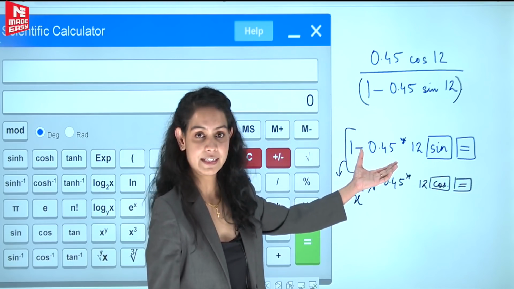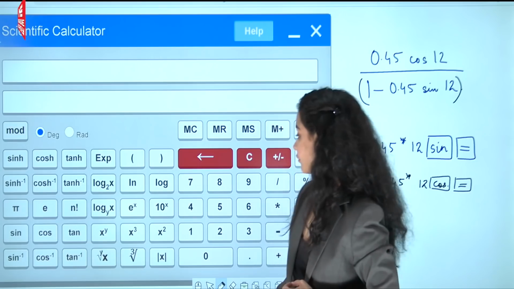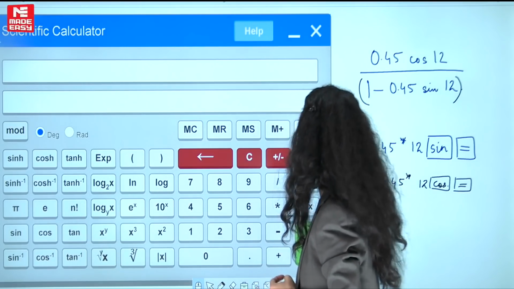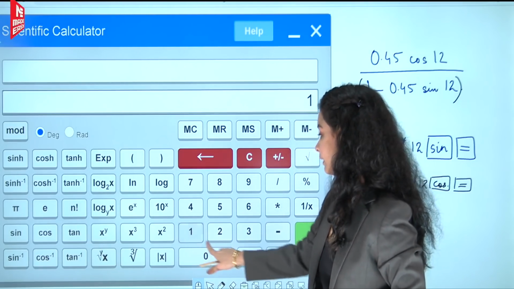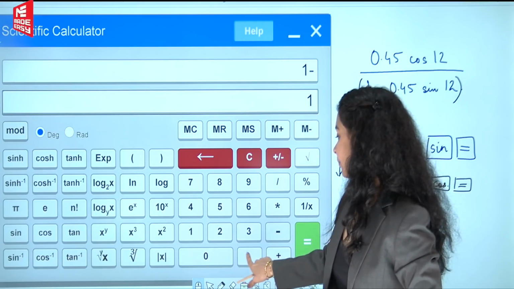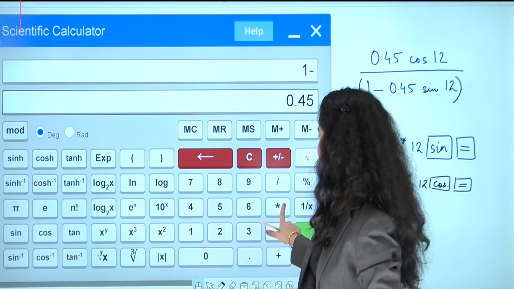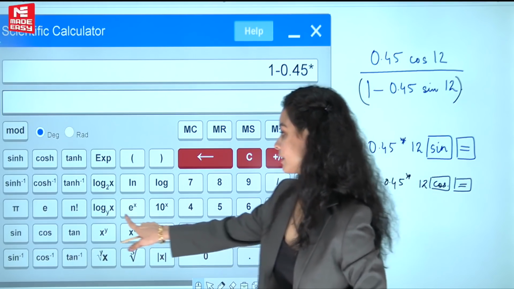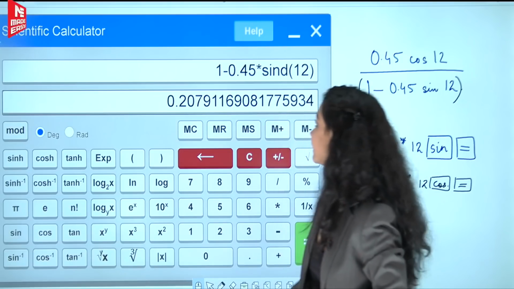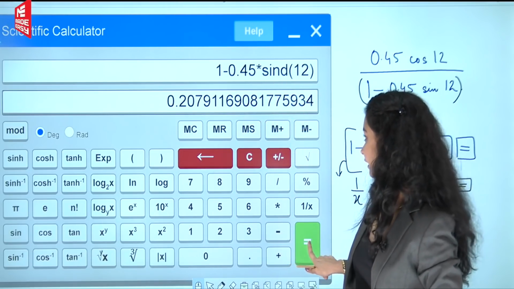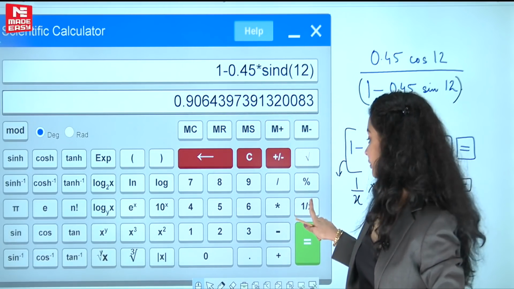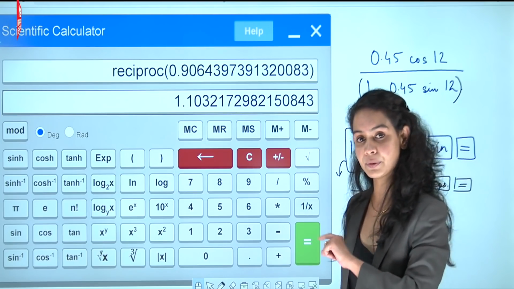So first you will find the denominator. Let's perform this on the virtual calculator. So 1 minus 0.45, then it is sine 12, multiply 12, sine, this is your denominator value. Now press 1 by x, you will get the reciprocal of this.